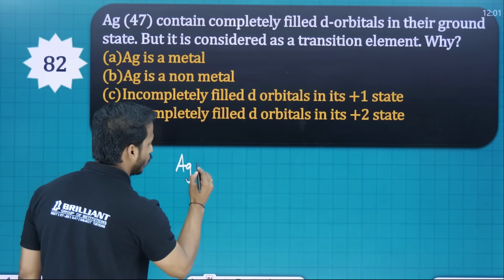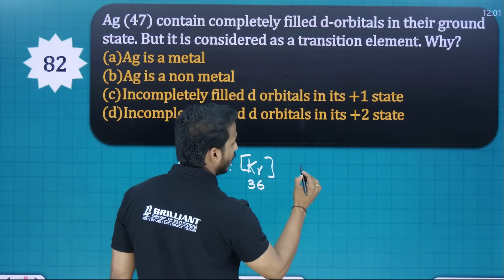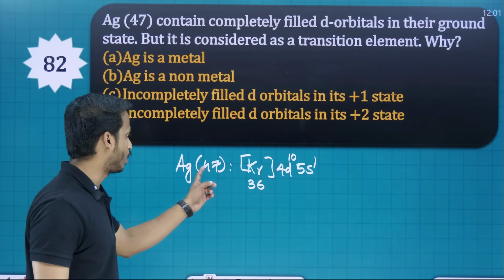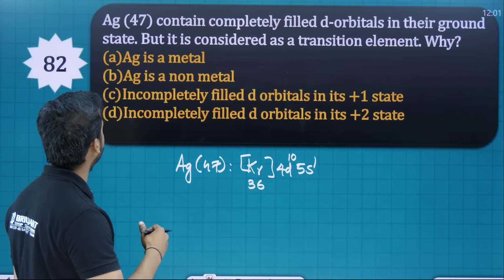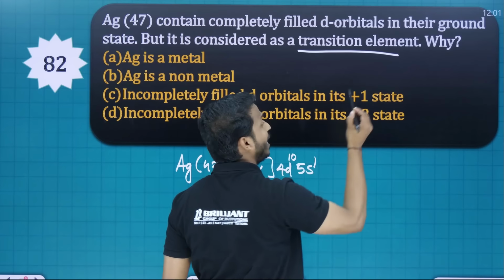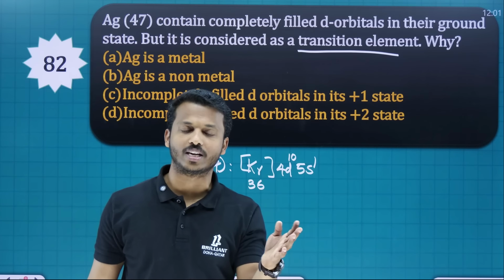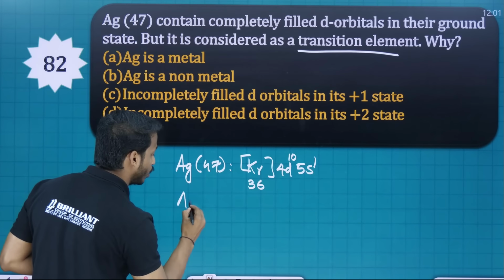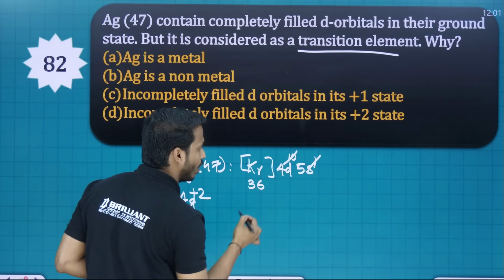Silver, Ag, atomic number 47. Its configuration: krypton has atomic number 36. Remaining we have 5s1 and 4d10. This is the configuration of silver. Silver actually contains a completely filled d orbital in its ground state, but it is considered a transition element. If it wants to be a transition element, what is the condition we said? Either in ground state or in oxidation state, they should have an incompletely filled d orbital. This is the ground state. Let me check the excited state. Silver shows two oxidation states, +1 and +2. Let me take +2. +2 state means one from here, one from here. What is left?